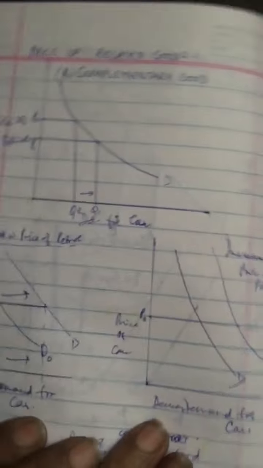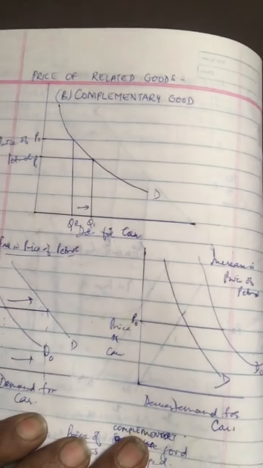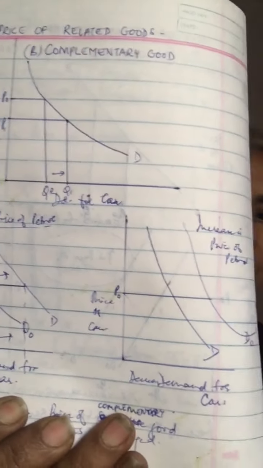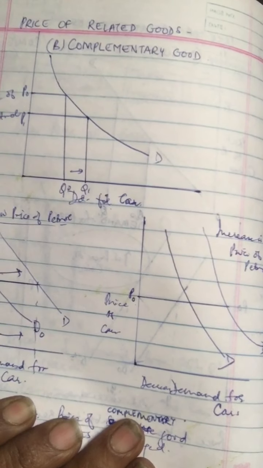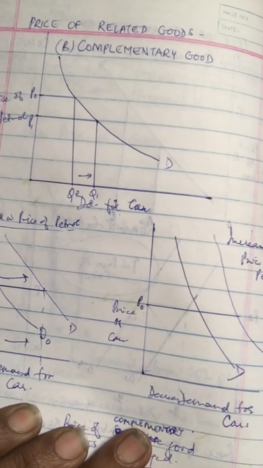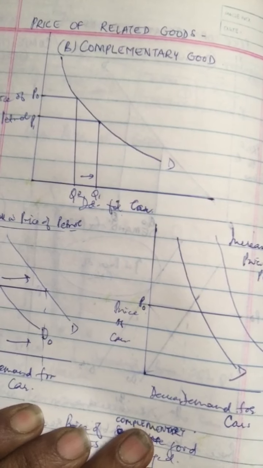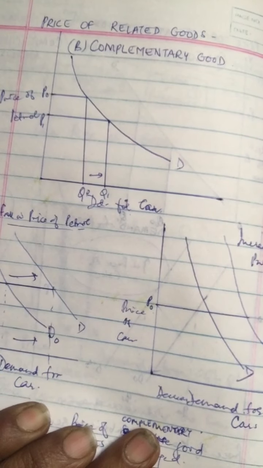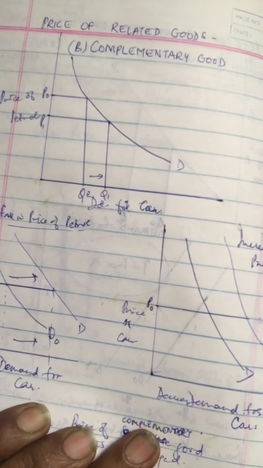So let's take the other one, that is again price of related goods. In this, let's take complementary goods. Let's take petrol and car. Now suppose the price of the petrol falls from P0 to P1. Then what happens? If the price falls, the demand for cars will increase. So these goods go hand in hand, but there's an inverse relation between their price and demand.